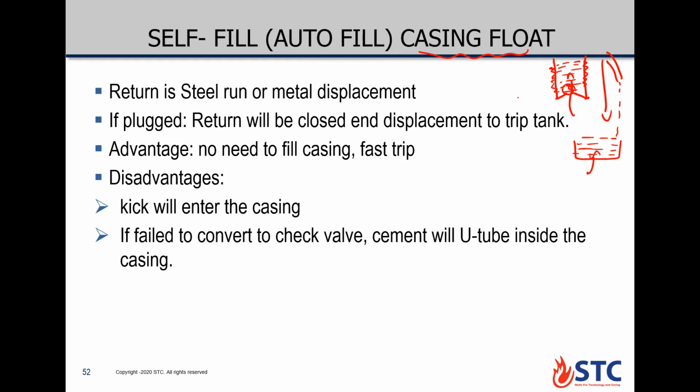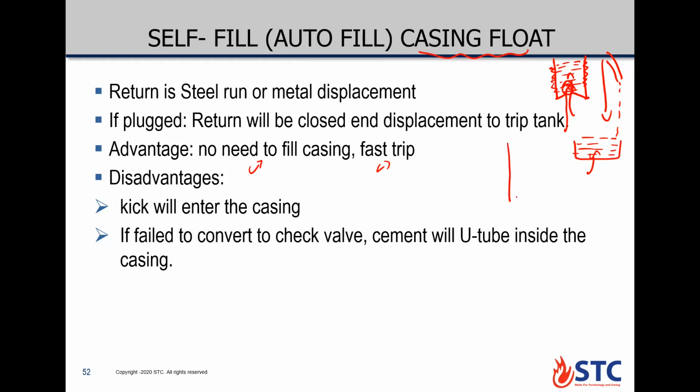Okay, everything has advantage and disadvantage. So for the advantage, no need to fill the casing from the surface. You just run with your casing string empty, and once entered into the wellbore, you're going to find your casing string started to be filled, so you can make fast tripping. But the disadvantage, if you have influx, if you have kick, the kick will enter the casing, as the self-fill doesn't make a difference between the normal fluid, mud, and the influx.